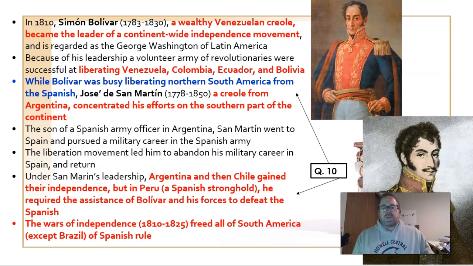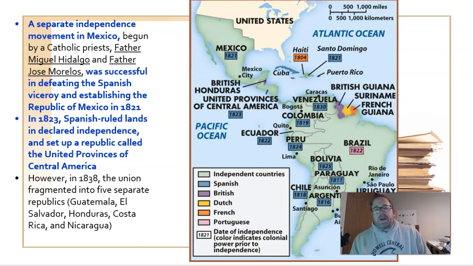Okay, the wars of independence in Brazil are an altogether separate conflict. These two gentlemen are responsible for the most part for the liberation of South America. You can see on this map here, it does a really good job of showing the years in which they were liberated. But you can see that by 1830, all of South America has gained its independence.